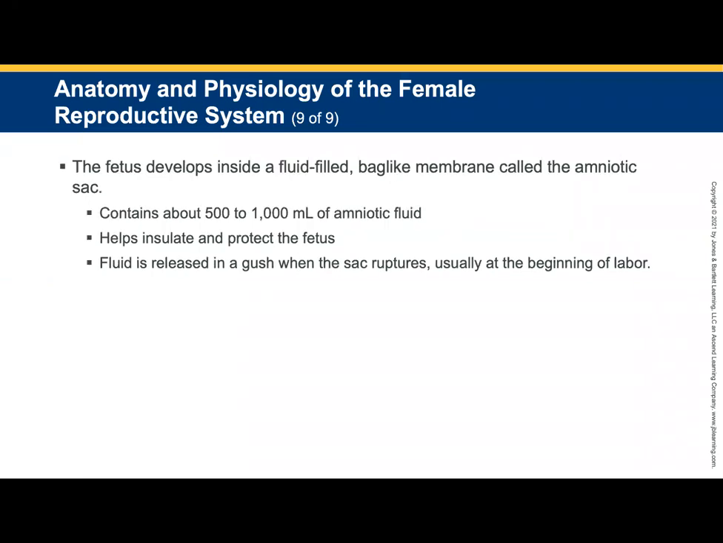All right. So the sac contains about 500 to 1,000 milliliters of amniotic fluid. To give you an idea so you can judge, a normal IV bag is 1,000 milliliters. And this helps insulate and protect the floating fetus when we talk about the amniotic fluid. The amniotic fluid is released in a gush when the sac ruptures. It's usually in the beginning of labor. So what that tells you is their water's broke. That is your first sign of labor. And I'm gonna tell you, it's well worth listening to.